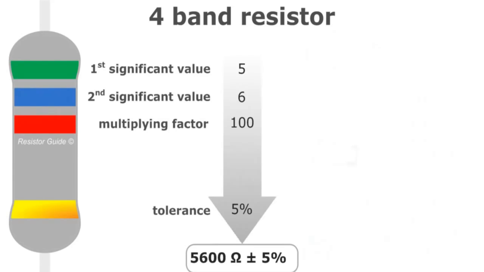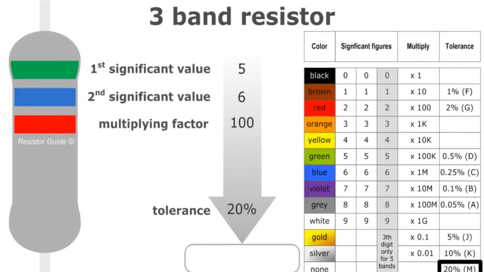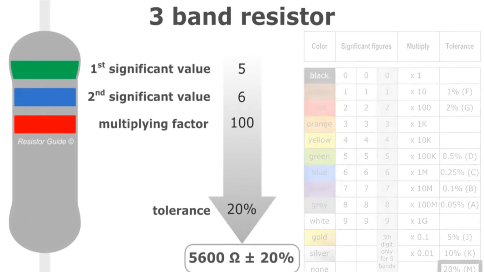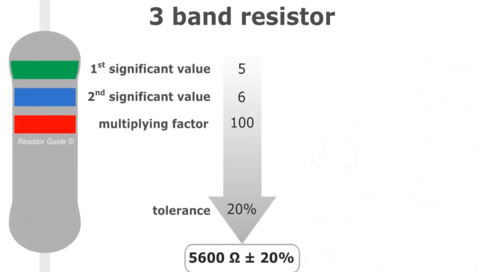We know that the green band was the first band and not the golden one. The increased space between the third and the fourth band indicates the reading direction. Furthermore, the first band cannot have a golden color, and therefore the green band must be the first band. If the fourth band is not colored, we have a 3-band resistor. By looking in the chart, we see that the non-colored band means that the tolerance of the resistor is 20%. The resistance is still the same, but the tolerance has changed.